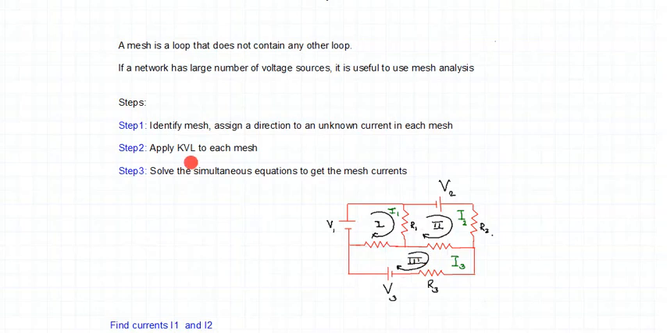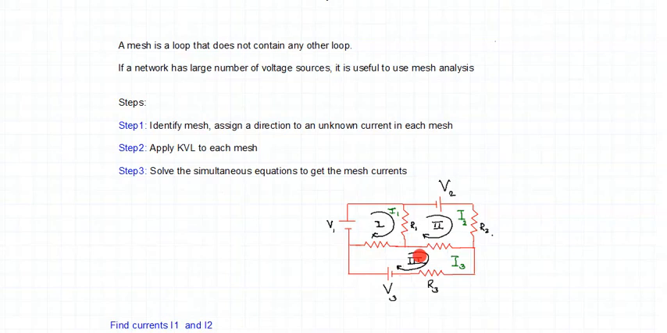What does step 2 say? Step 2 says apply KVL to each loop, each mesh. Let's apply KVL to loop 1. We'll get some relation between the voltage V1, the current I1 and the resistors R1, R2. Similarly, we'll apply KVL to the second mesh and get some relation between I1 and I2. We'll apply KVL to loop 3 and get some relation between the voltage V3 and the resistors involved in that loop. This way we'll have three different equations, one for each mesh.